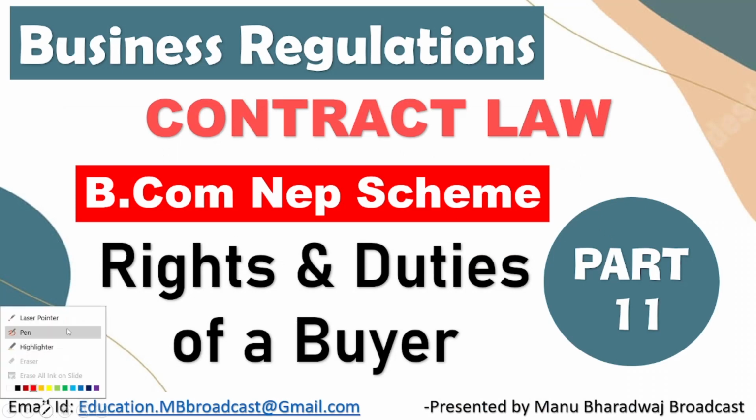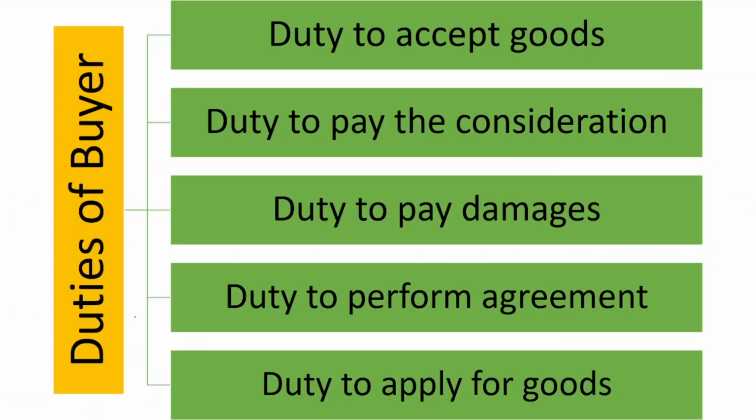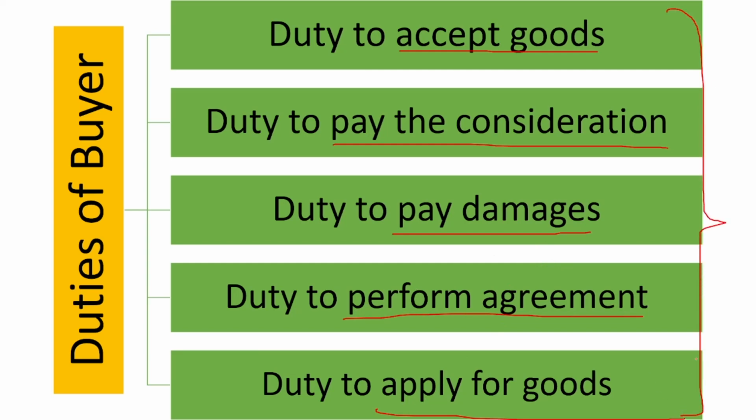In this video, we will be covering the last topic in our contract law lesson, that is rights and duties of a buyer. First, let us see the duties of a buyer. First one is duty to accept the goods. Second one is duty to pay the consideration. Third one is duty to pay damages. And fourth one, duty to perform agreement. And last one is duty to apply for goods. Let us see all these five duties in detail.